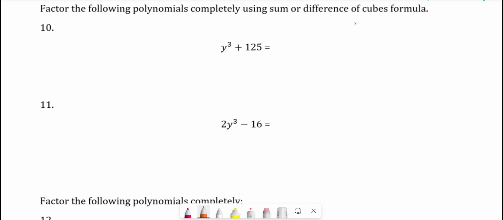To write it in its most compact way, if I have any 2 cubes, whether that's a sum or a difference, then this can be factored in the following way. I could take either a plus or minus b. Notice this sign matches in this first term, times a squared minus or plus, so we change the sign here, ab, and then this one is always a plus, b squared.